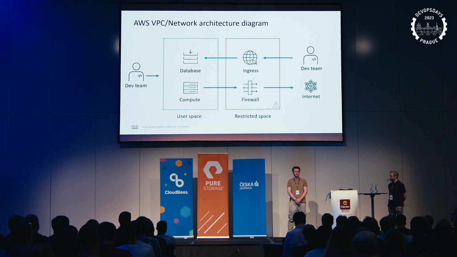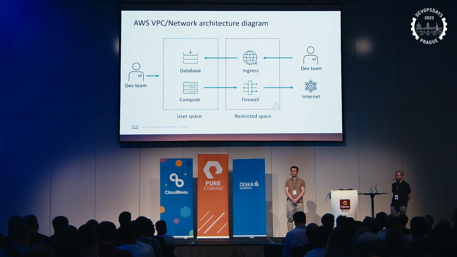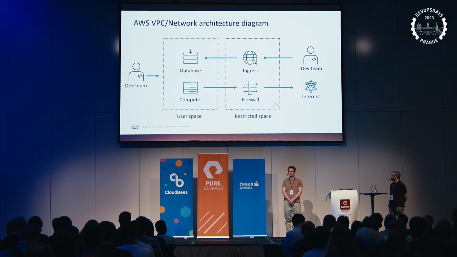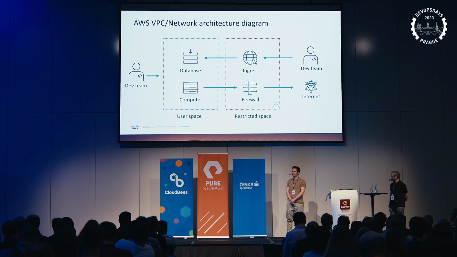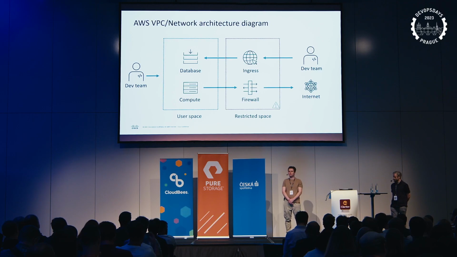On the other hand, there is the restricted space, which is under the control of the service team. It's the place where ingress and egress are deployed, and the tenant, the developer, must not deploy any resources to this restricted space. And we do have alerting and monitoring. So, for example, if someone places an EC2 instance or changes our egress rules, we will be alerted.